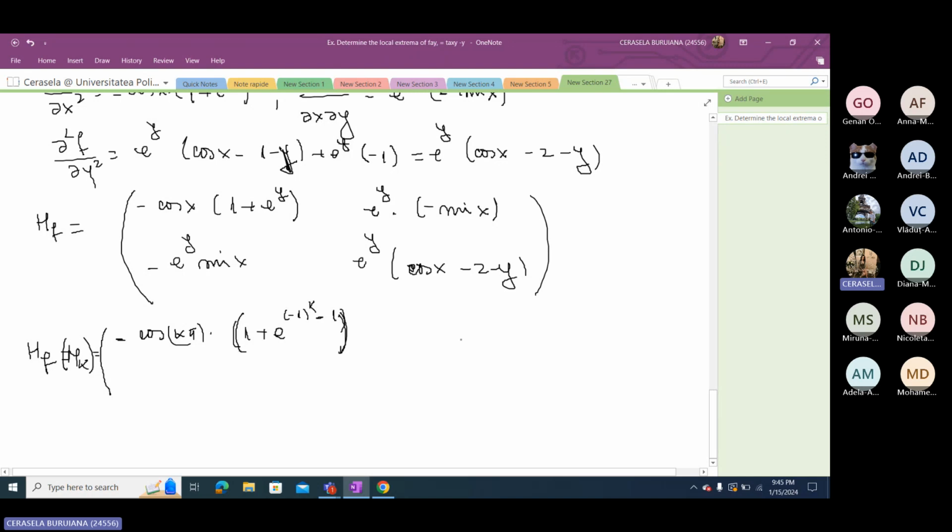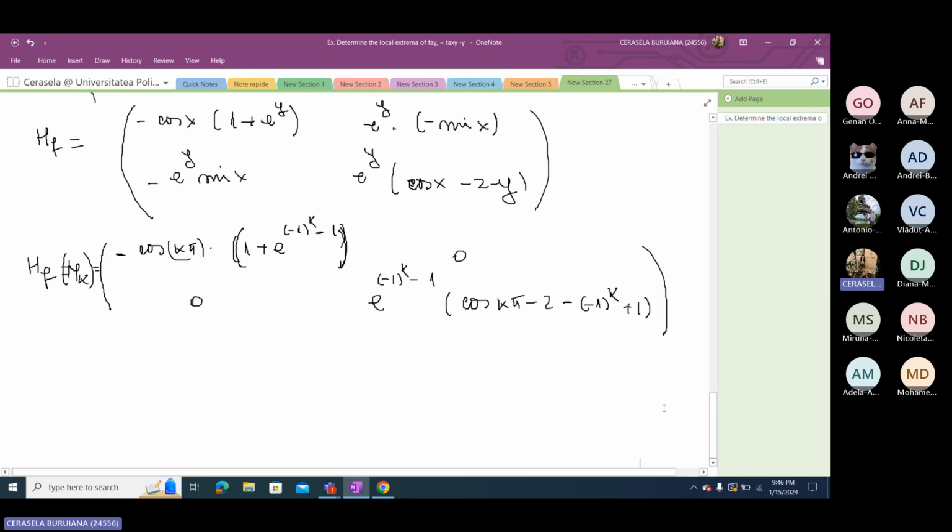Sinus of x_k is 0, so here it's 0. And here it will be e power y_k, that's (-1) power k minus 1. I write the value of y_k times cosinus of k pi minus 2 minus y. Minus y is (-1) power k plus 1. Okay, and that's the Hessian. I have to work a little bit more because it's not enough here.